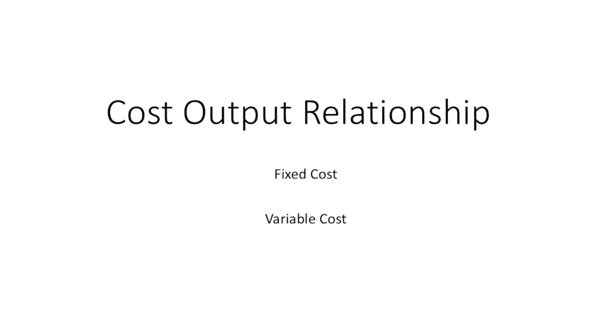The costs of a firm in the short run are divided into fixed cost and variable cost. Because of this, the relationship between cost and output has distinct patterns.